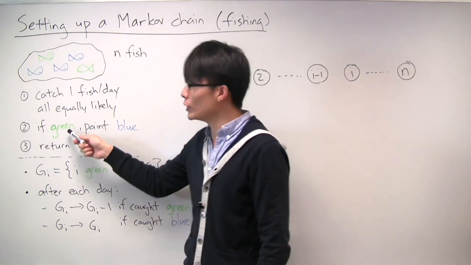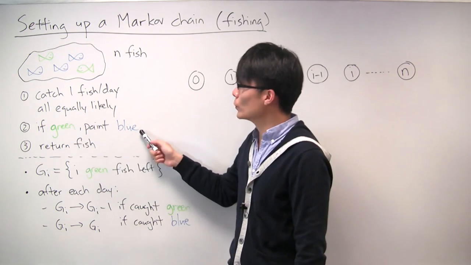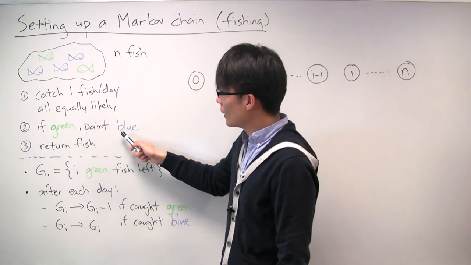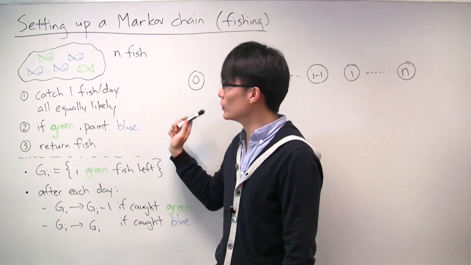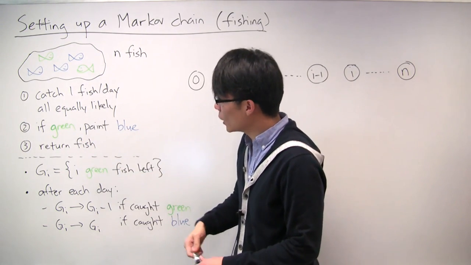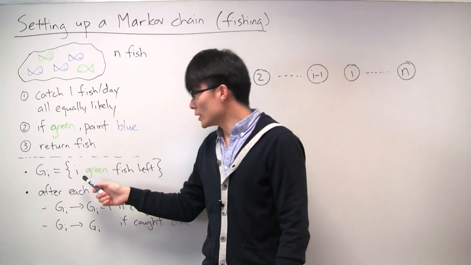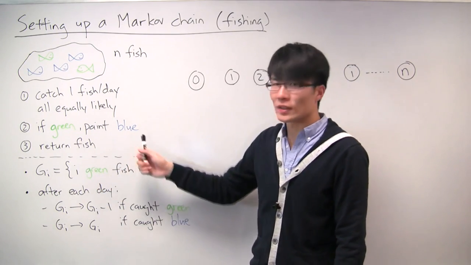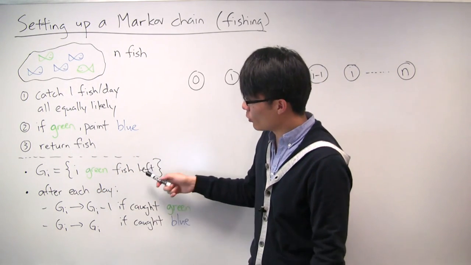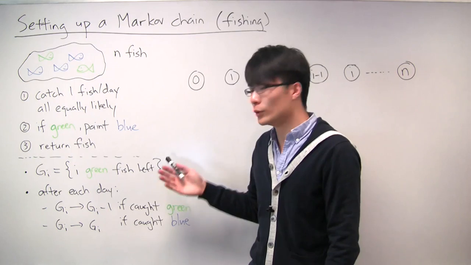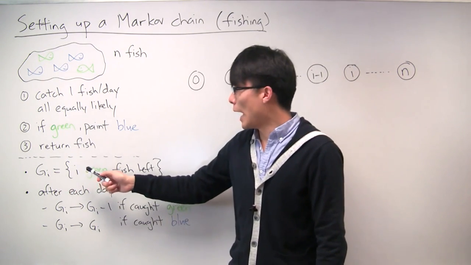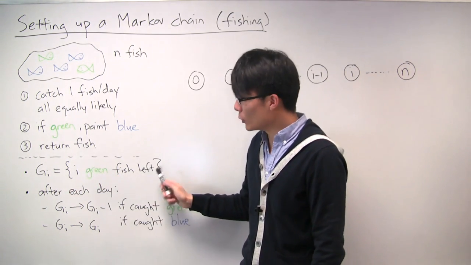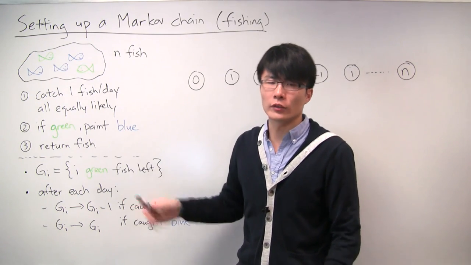Now, if we catch a green fish, we paint it blue and we throw it back into the lake. And if we catch a blue fish, we just keep it blue and we also throw it back. Now, what we're interested in modeling is how does this lake evolve over time? And specifically, what we're interested in is the number of green fish that are left in the lake. So let's let G_i be the event that there are i green fish left in the lake. And we want to know how does G_i evolve over time.